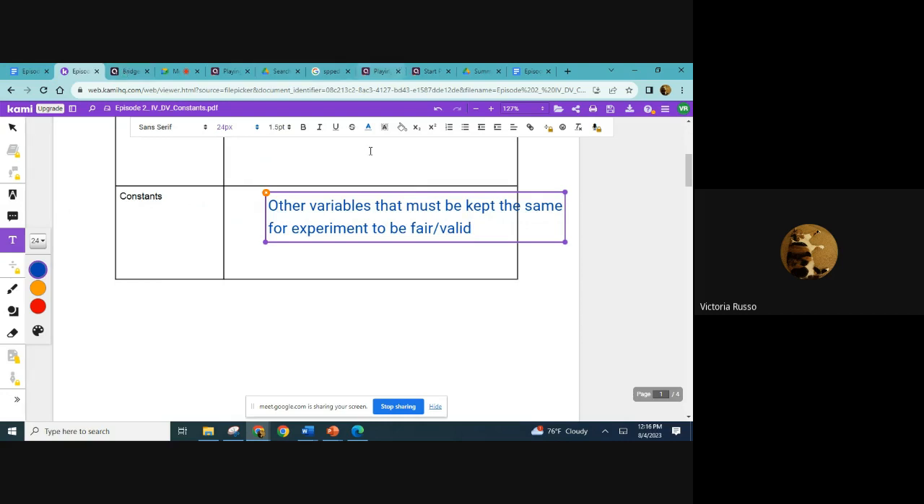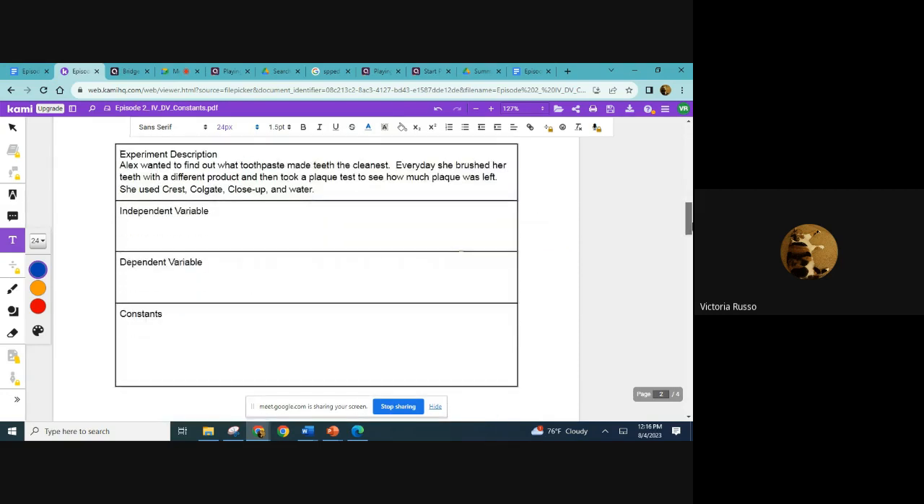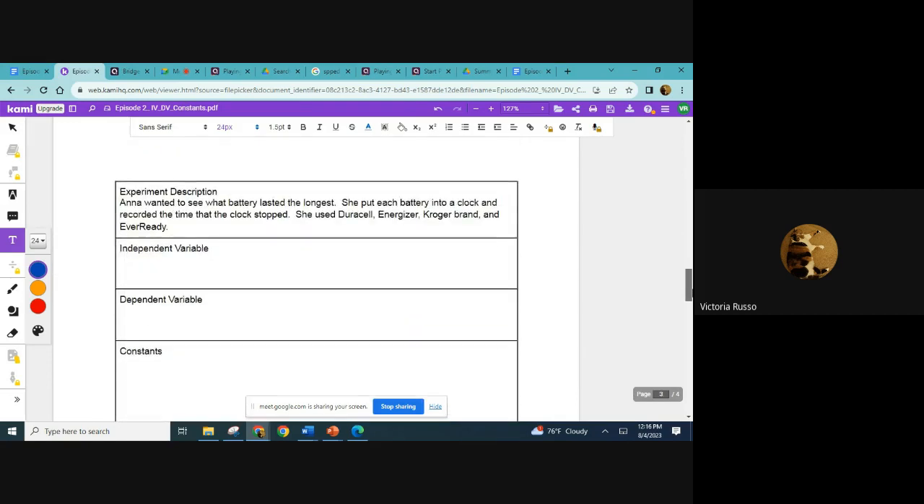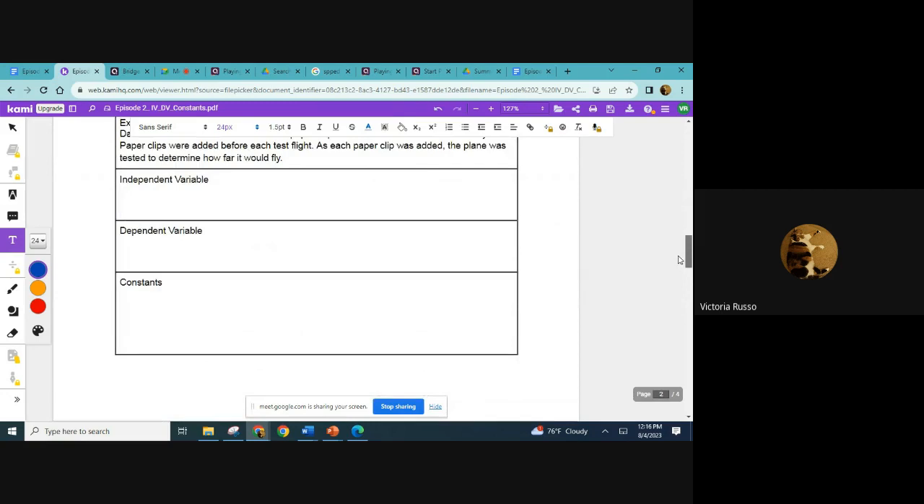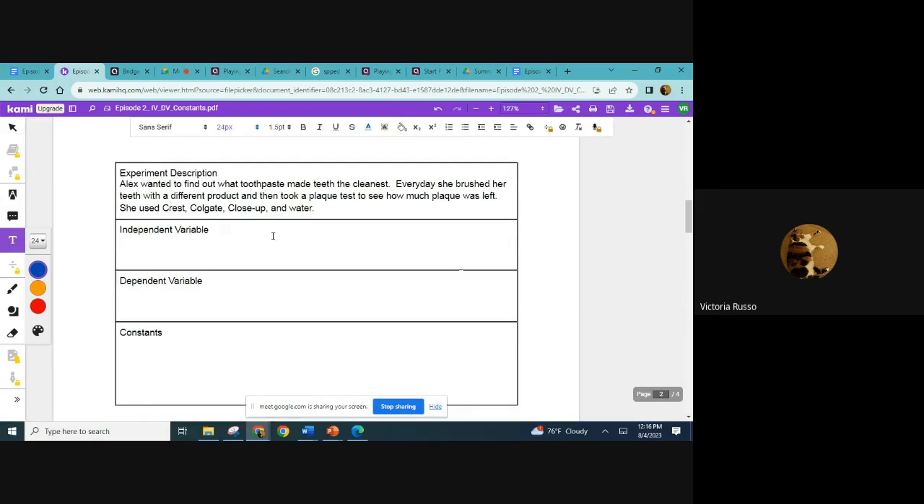So if you scroll further down, there are some examples. We're going to do examples number 1 and number 2 together. And then you're going to do the last page by yourself. And then there is a quizzes assessment to take at the end. All right, so let's read this experiment.